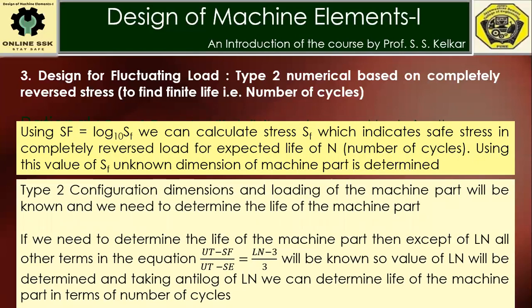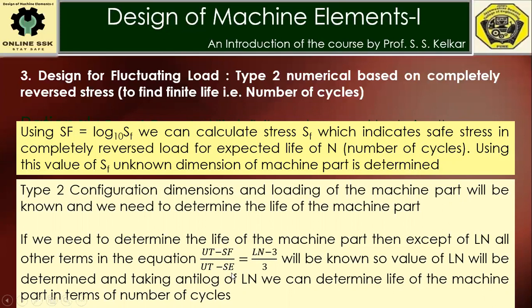Now, as already discussed in the previous video tutorial, two types of numericals are possible. One is to decide the dimensions, and another is to decide the life of the machine part subjected to fatigue stress. Now in this second type, UT, the ultimate tensile strength for the material, will be specified, so we shall be in a position to calculate UT. Then configuration, arrangement and loading are specified, so we shall be in a position to calculate the induced fatigue stress SF, and based on that we can calculate capital SF.